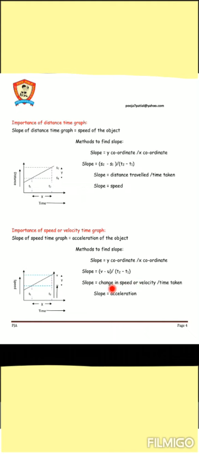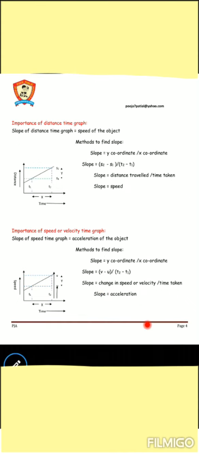And whose definition is this? Change in speed or velocity over time taken, that is the definition of acceleration. So slope will give you acceleration. Means the slope of the VT graph is always equal to acceleration. So this is one of the importances of the speed time graph or velocity time graph.